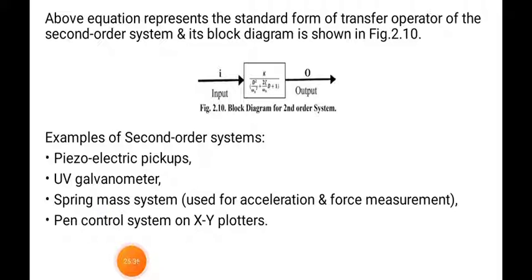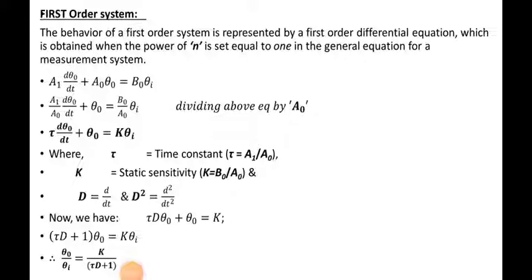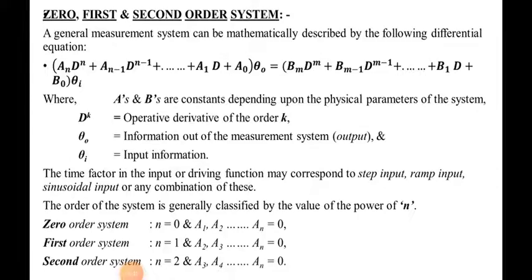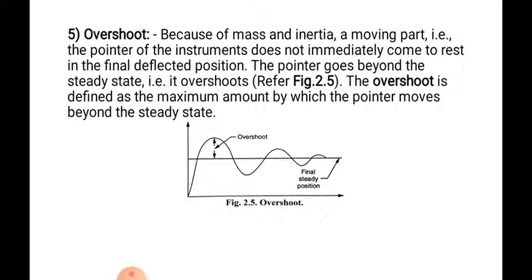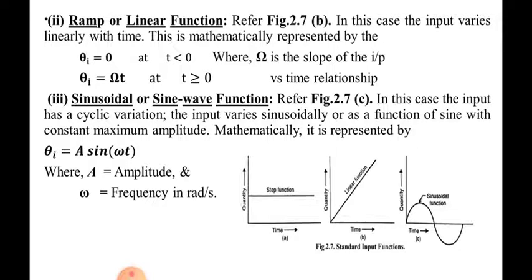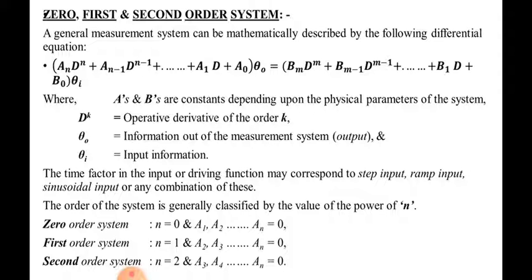So today we have completed two dynamic characteristics, that is dead time and dead zone, and overshoot, and in addition to that we have studied linear function and sinusoidal function, or sine wave function. Then the next topic, we have studied zero order system, first order system and second order system. Okay, so the remaining part we will cover in the next lecture.